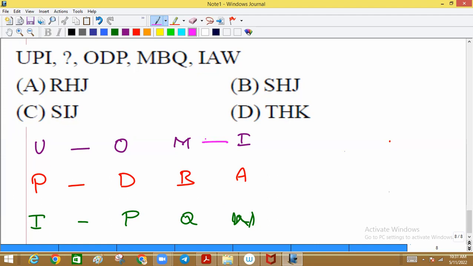M to N. What is the change? Sorry, I to M. What is the change from I to M? Plus 4. M to O plus 2. Now what is O? 15. What is U? 21. What is the difference?